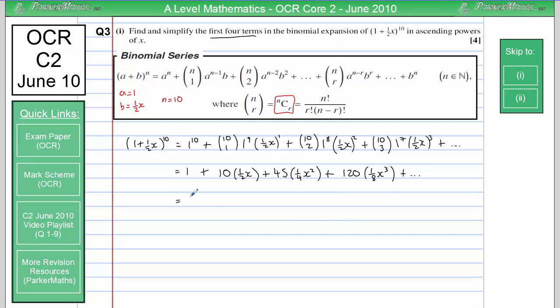Simplifying a bit further, we get 1 plus 10 times a half, which is 5, so 5x, 45 over 4. You could do this divide and get 11.25, that's just as acceptable in your answer here. And 120 divided by 8, that's just 15, so 15x cubed, and so on. So here is our expansion for the first 4 terms of 1 plus a half x to the power of 10.